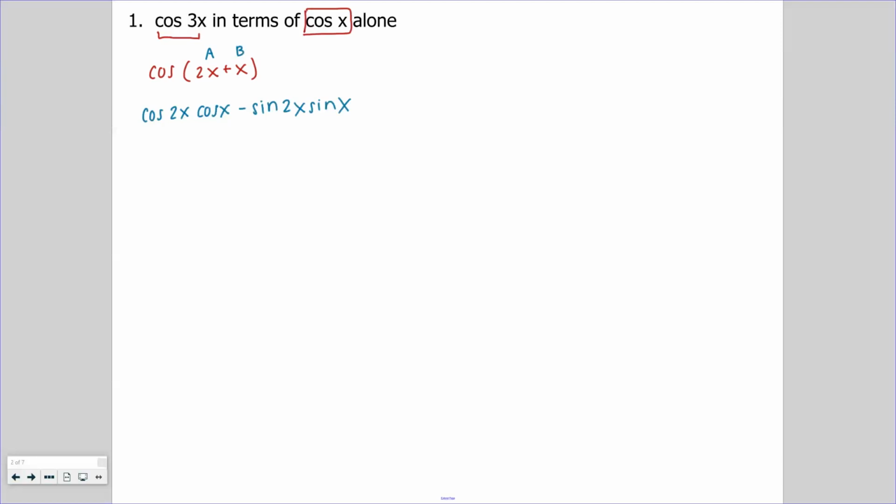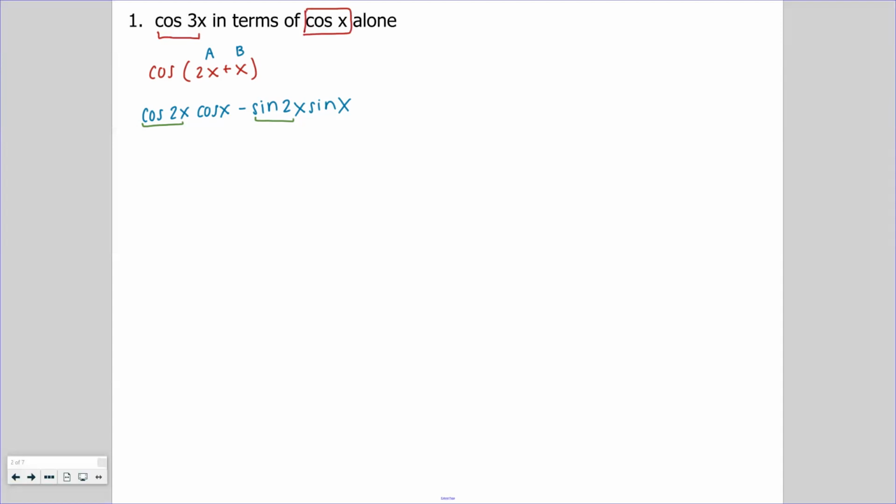And we keep moving. So our goal, again, is we just want things in terms of cosine alone. So I've got to deal with a couple of things. One, I've got to clean up this cosine of 2x, and I've also got to deal with these sines here. We can't have a sine in our final answer. So I'm going to expand using, again, some properties from our trig handout. I can expand the cosine of 2x and the sine of 2x using one of those double argument properties.